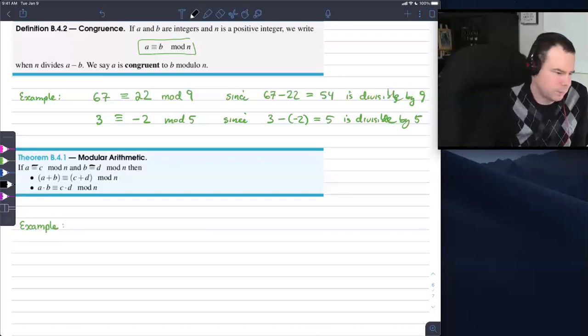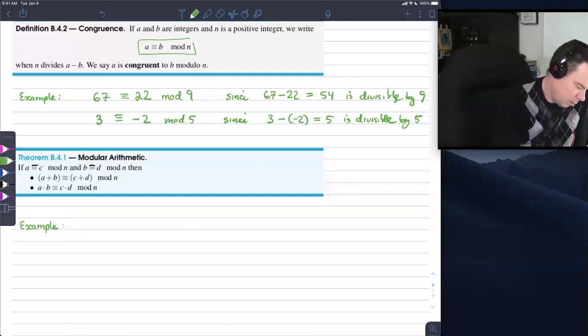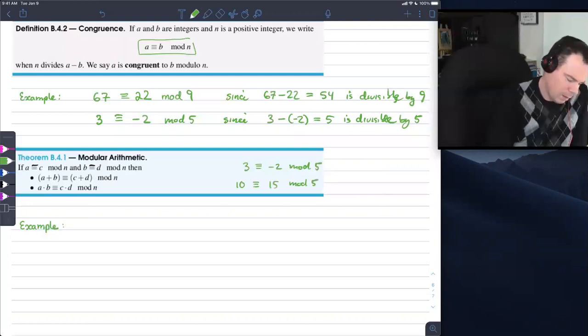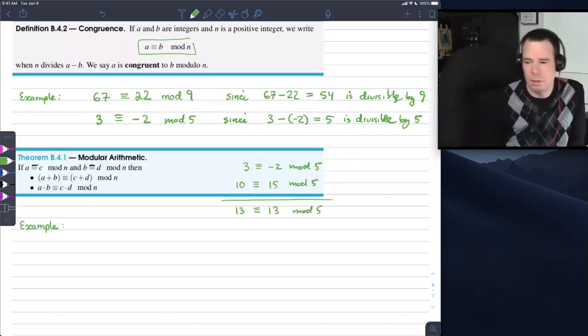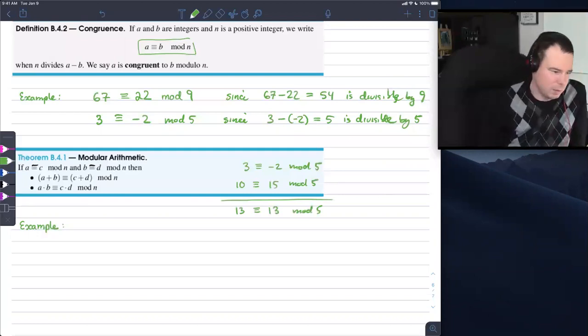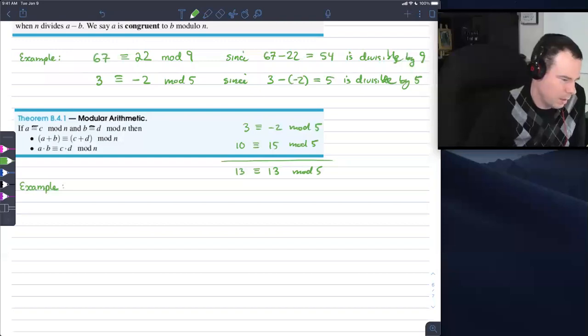So for example, 3 is equivalent to negative 2 mod 5, and 10 is equivalent to 15 mod 5. Then that means I could add up the equations and get that 13 is equivalent to 13 mod 5. And we can use these equations to produce other ones. That's really nice because it allows us to do questions like the following. This is our last example for today, but here's the question.